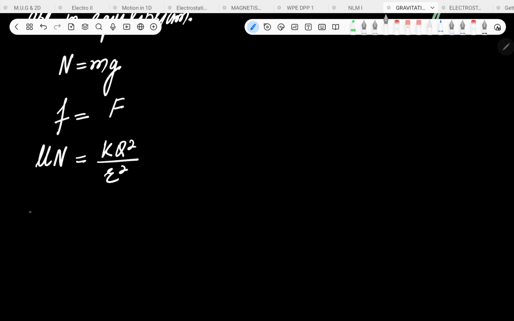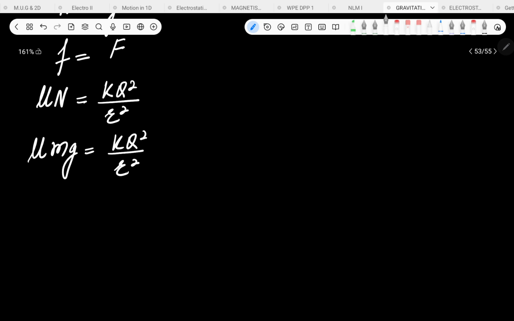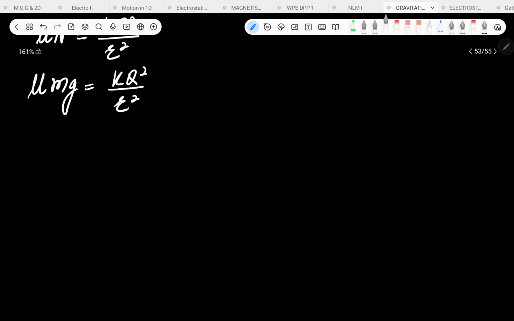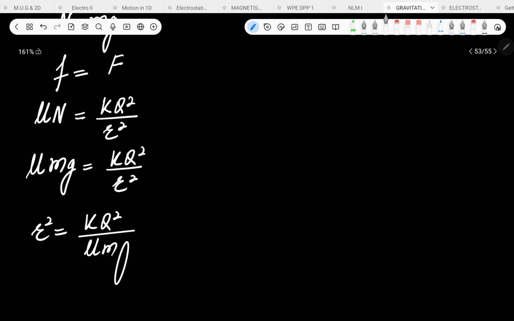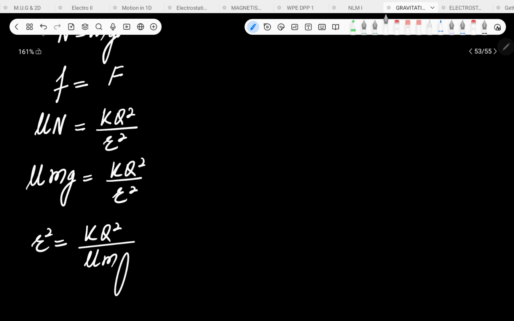All right. Now this normal reaction is in turn equal to mg. Let me write down here: mg is equal to kq squared divided by r squared. And what are we supposed to calculate? We will have to calculate the value of this r. So can I write like this, that r squared comes out to be kq squared divided by mu into m into g. Okay, isn't it?